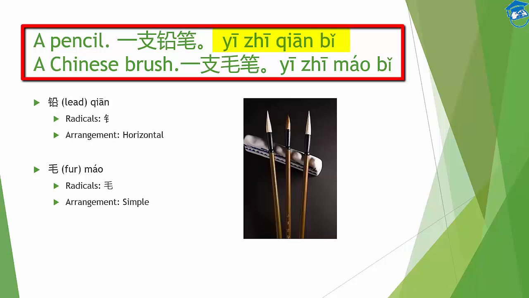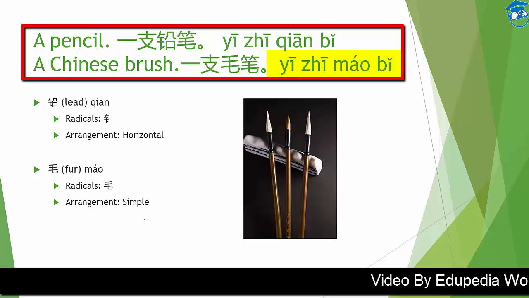Okay, and another example that uses 支 as a quantifier is a Chinese brush. In case you don't know what a Chinese brush is, it is this thing here. We use this to write calligraphy. And in Chinese it is known as 毛笔. Okay, so 毛 means fur because the tip of it is made of animal fur like wolf. Okay, and this is the pinyin, and the radical is itself, and the arrangement is simple.